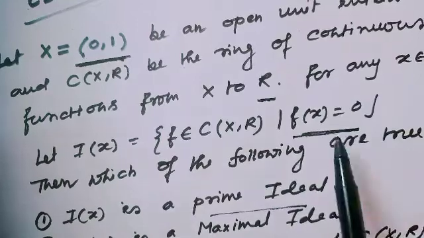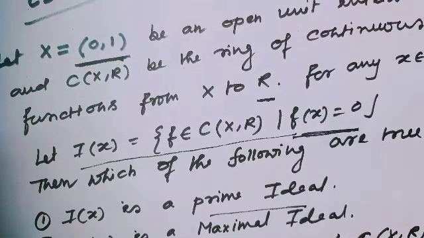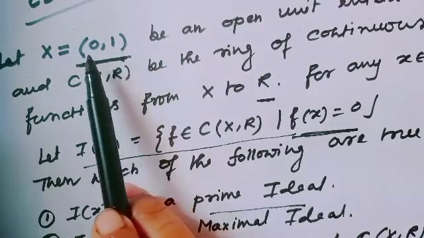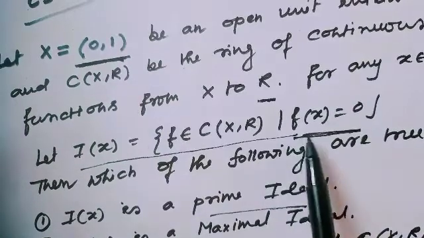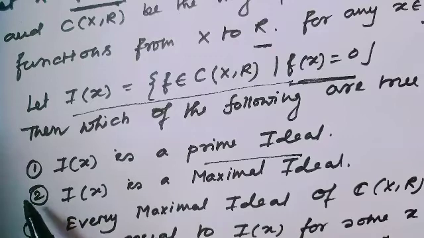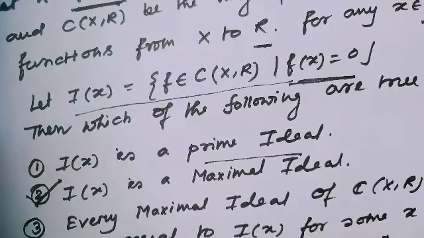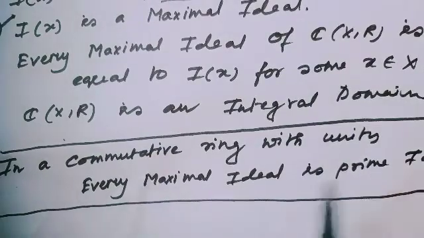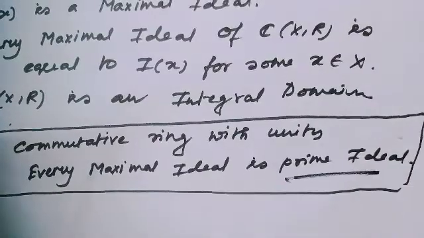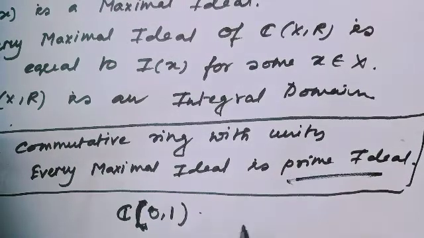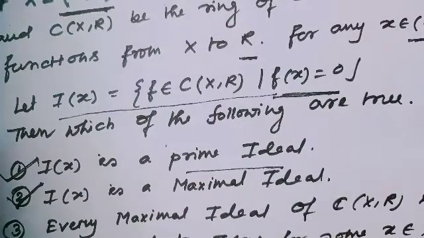I have seen a few minutes ago that this type of set is obviously a maximal ideal, but in the before example the interval was closed and bounded, but here it is an open interval. That this is a maximal ideal is obviously true in this interval also, with the same proof as before. That means option 2 is obviously the right option. And option 1, I_x is a prime ideal: we all know in a commutative ring with unity every maximal ideal is a prime ideal. So since C(0, 1) is a commutative ring with unity, obviously this set is a prime ideal because it is the maximal ideal.